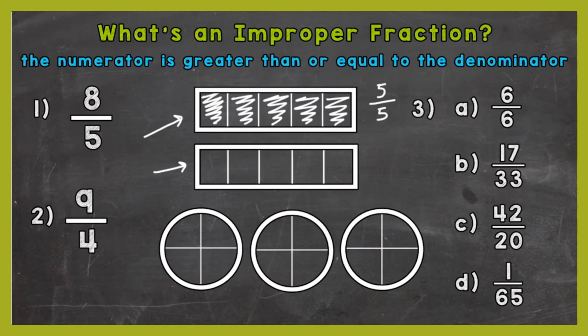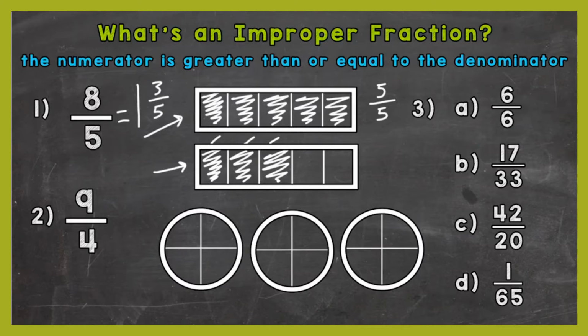But we need to continue here for number 1 because we need to get to 8. So this would be 6, 7, and 8/5. So you can see that we have 1 whole rectangle filled in, and then 1, 2, 3/5. So 8/5 equals 1 3/5. And we can see that that has a value greater than 1 whole. It's an improper fraction. So let's take a look at another example.